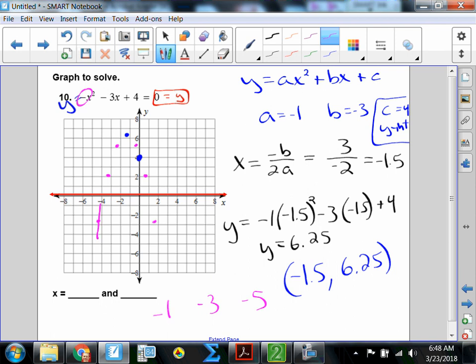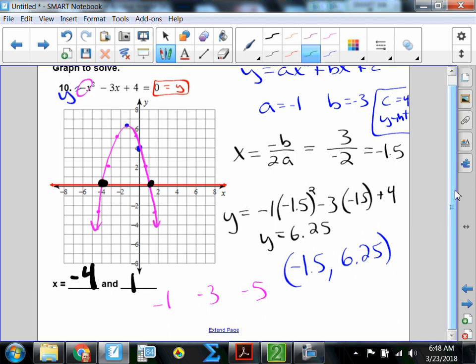So let's see if I draw those. My solution would be where they intersect. They look like they intersect at -4 and at 1. And I can check that by plugging those into the equation, the original equation, and see if I do get 0. So I'll do that underneath here.